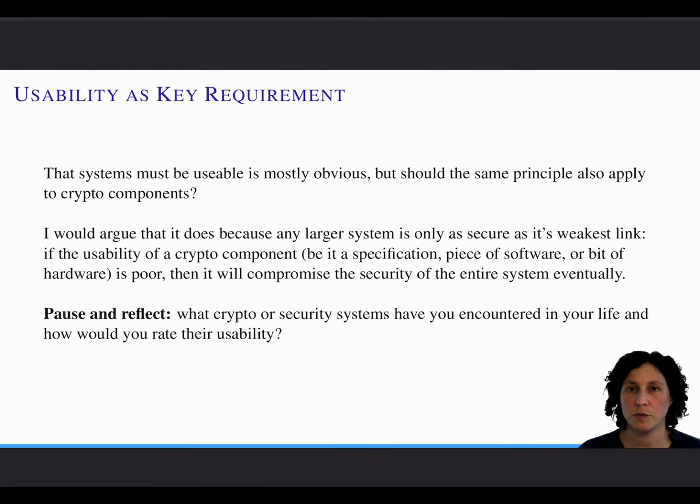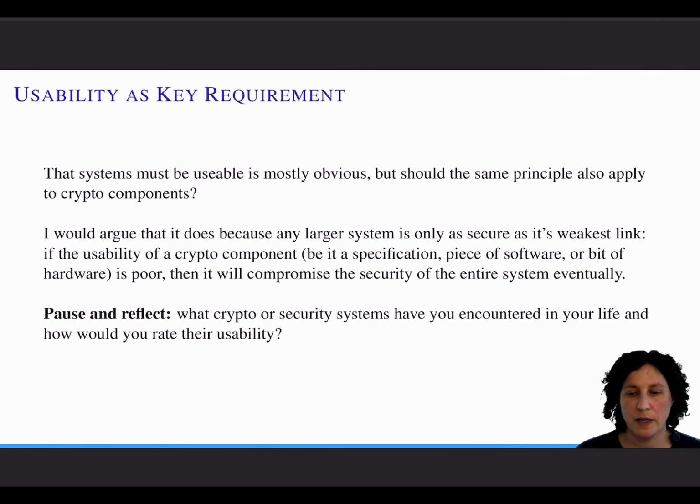If a crypto component has poor usability, then people who depend on it and build on it will either use it wrongly or use it as sparingly as possible. And perhaps this is also a good opportunity for you to pause the video and take a few moments to think, very specifically, about what crypto or security systems you have used yourself in your daily life, and how you would rate their usability?